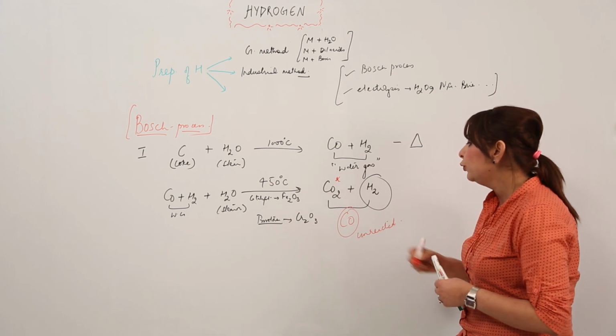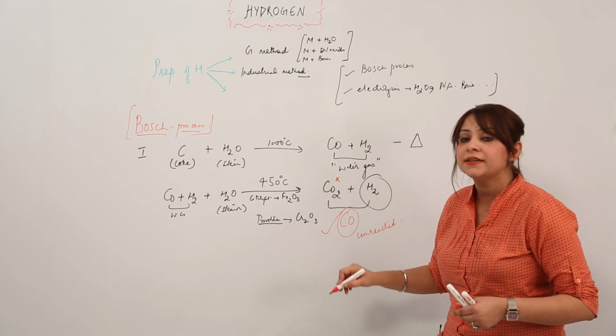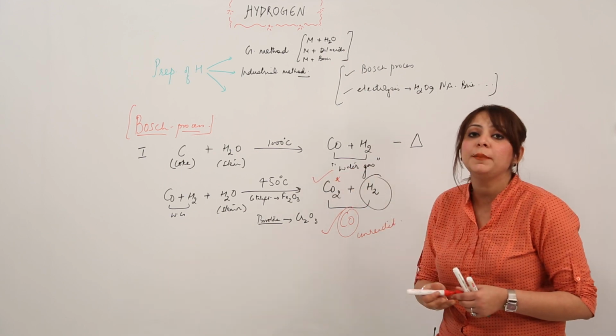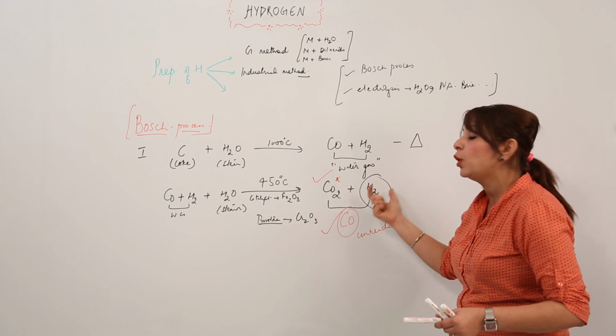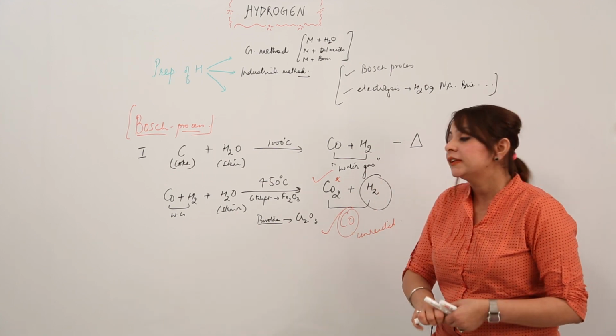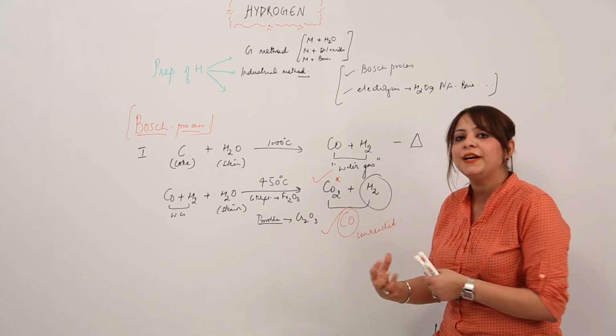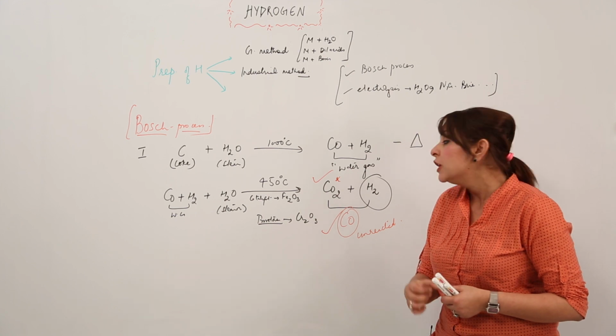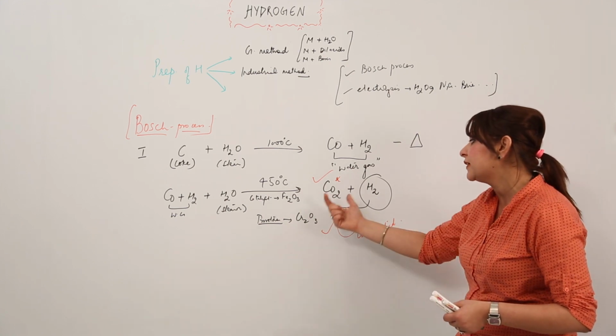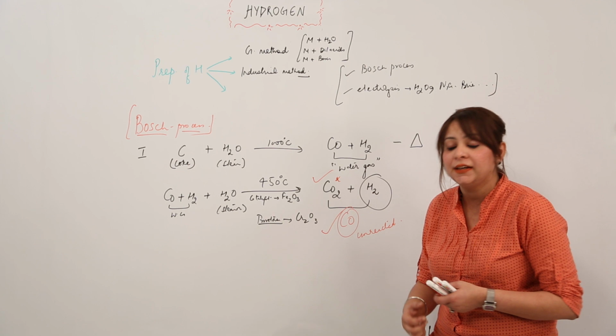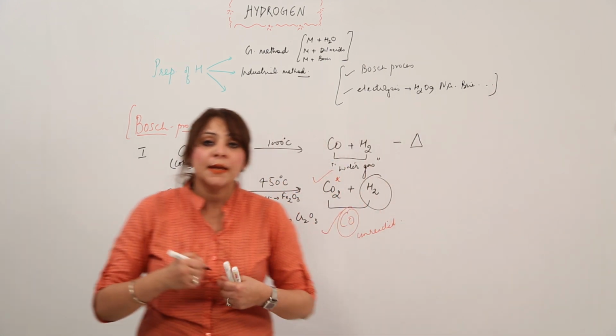So we need to remove the unreacted carbon monoxide and the CO2 from the mixture if we wish to get the pure hydrogen, right? We have the hydrogen, but it is not in a pure form. So how are we going to separate the carbon monoxide and the carbon dioxide? We'll be doing that separately again.